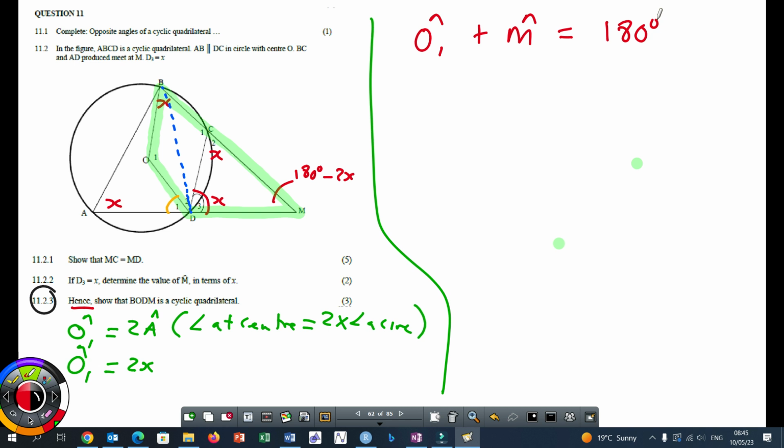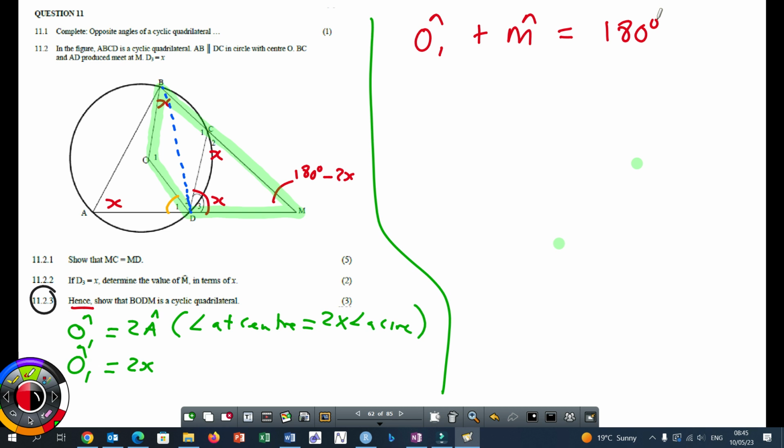Now, in this case, you can't give your reason as opposite angles of a cyclic quad, because you are asked to prove that the quadrilateral is cyclic. Do you hear me there? If you do that, you are saying already that the quadrilateral is cyclic. It's not cyclic until you prove that it's cyclic. Are you following that? No, you don't give it. You just write that statement.